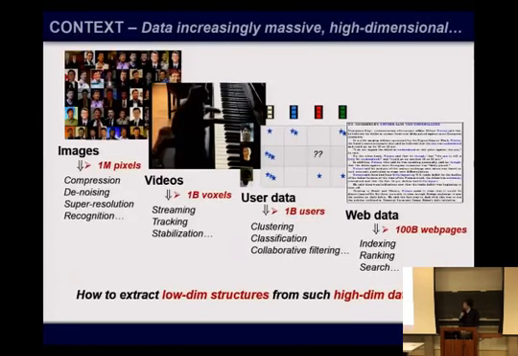So basically this work is trying to find low-dimensional structure in high-dimensional data. I don't have to overemphasize how important data is these days. Everybody's talking about big data and high-dimensional data. The data we're dealing with, especially in industry, are images, videos, user and consumer data, and all the internet web data.